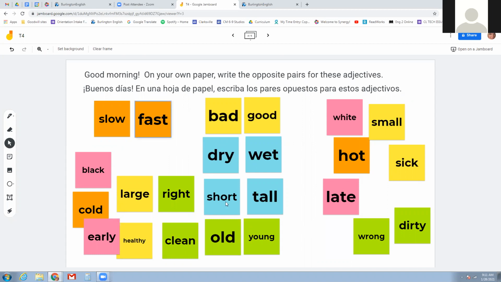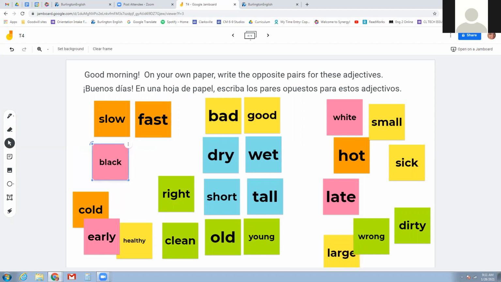Hello, Rocio. Hi. I'm just making opposite pairs. Estoy haciendo pares opuestos. Will you help me? Sí. Okay. So let's look at this word black. What is the opposite of black? White.